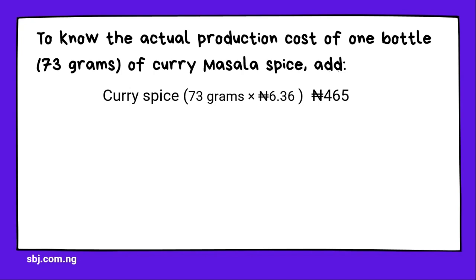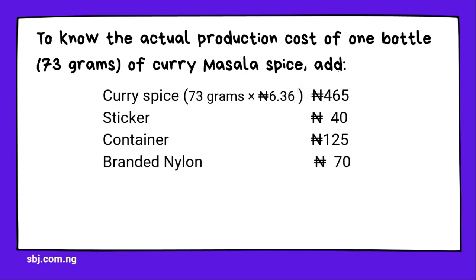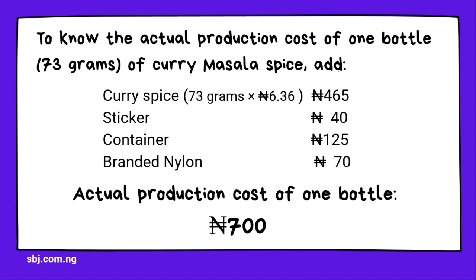So that's 465 if you multiply it. Cost of a sticker, like we calculated earlier, 40 naira. Cost of a container, and cost of the branded nylon, which is 70 naira. Now adding up all these costs together, we'll have the unit cost of a bottle of curry masala spice is 700 naira. So this is the cost that she incurred just on one bottle.